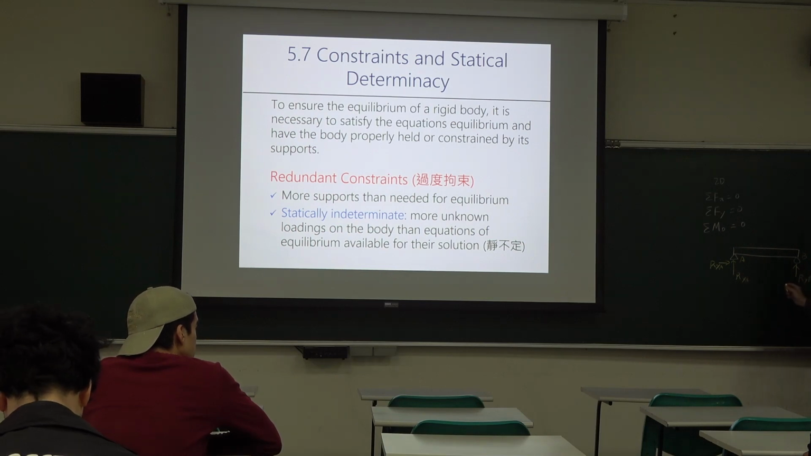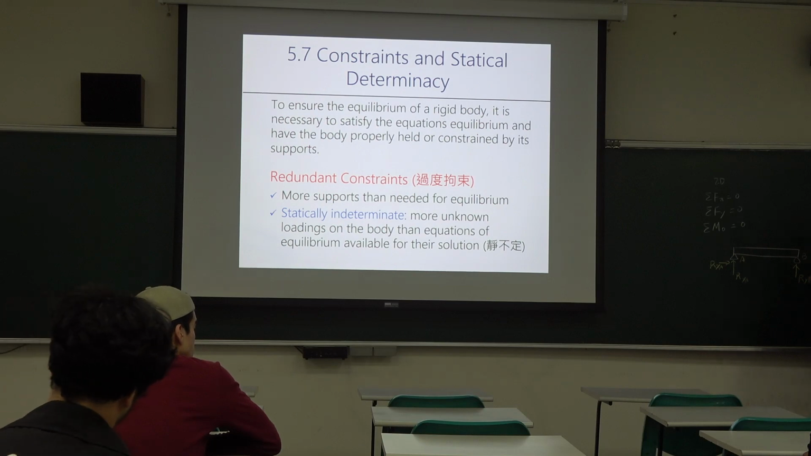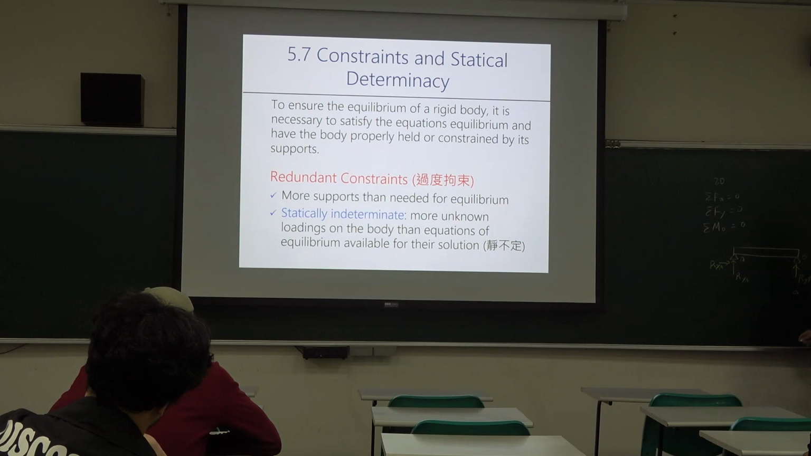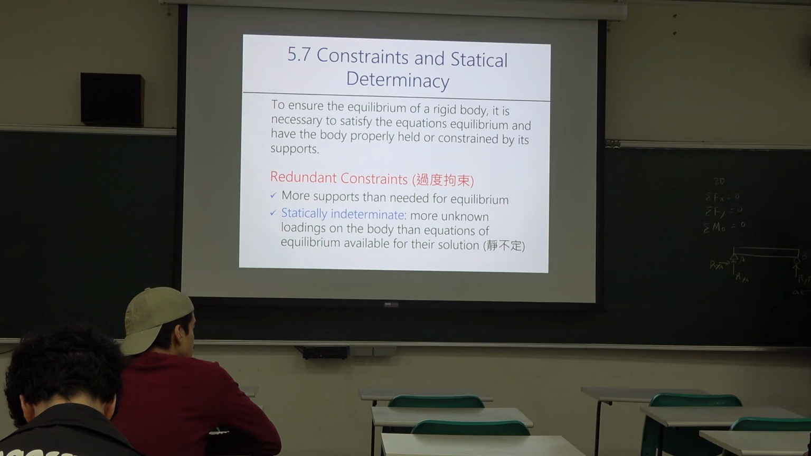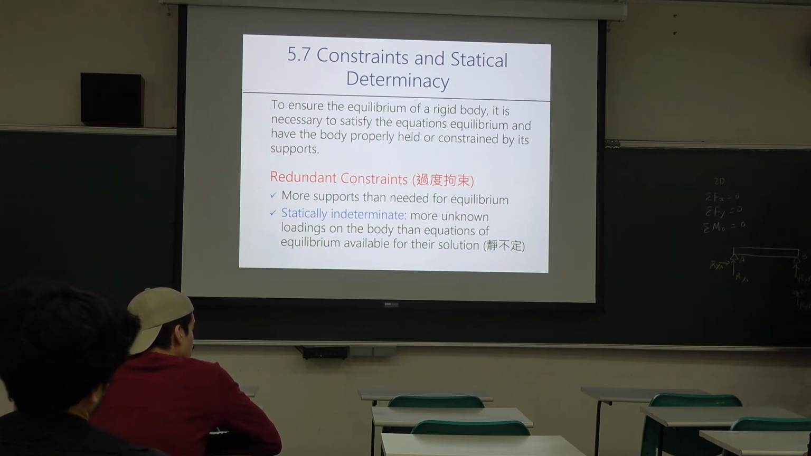But if here we change it to a hinge, the hinge will give us RXB and RYB. So we have four unknowns, but we still have three equilibrium equations. So we don't have enough conditions to work out the answer.